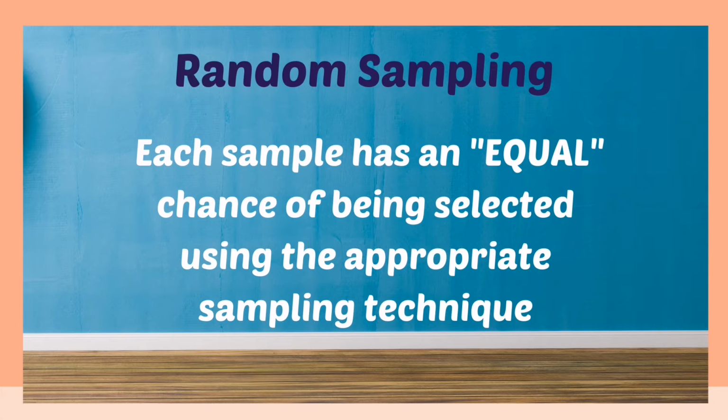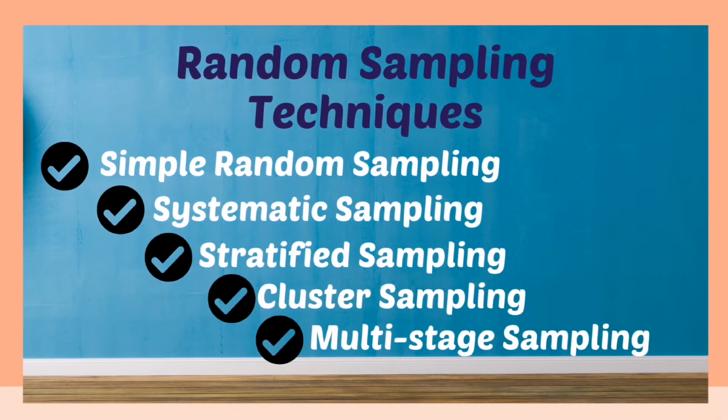So let me now proceed to the random sampling techniques. So first, we have the simple random sampling or the lottery method. Next, we have the systematic sampling. Next to that is the stratified sampling. Another one is the cluster sampling. And lastly, we have the multistage sampling. So let us now go through each random sampling technique.